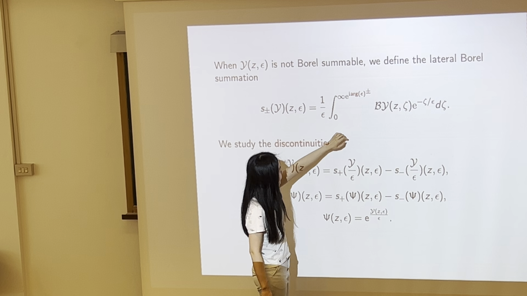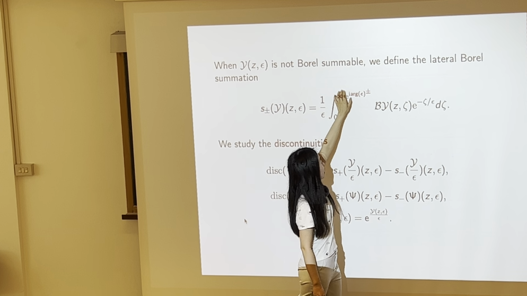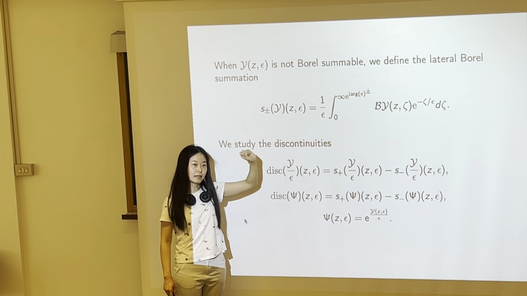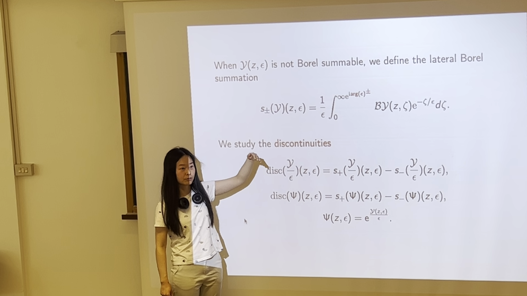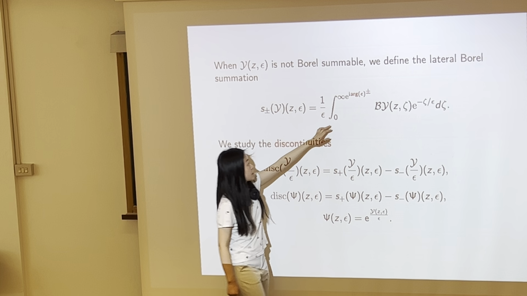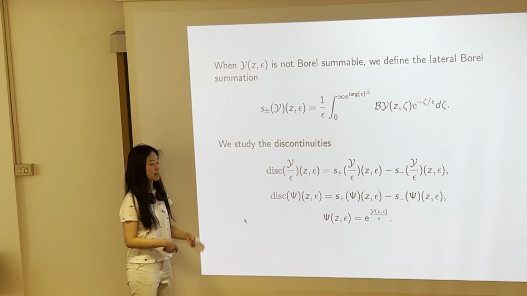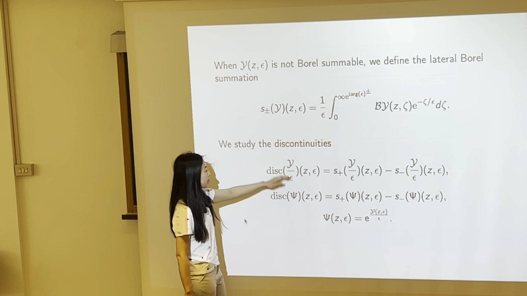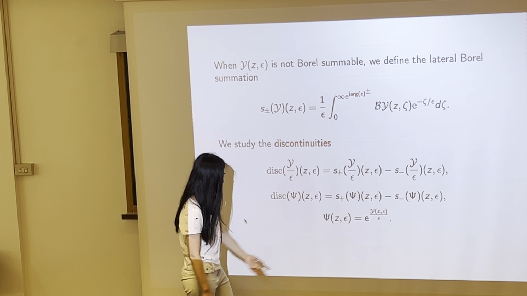So here, first of all, in this Laplace transform, I have this integral contour controlled by the argument of epsilon. If I have some poles lying on this integral contour, I can think about slightly deforming the contour to slightly above and below this pole, which is given by this plus minus sign. I call the quantity defined this way the lateral Borel summation. And the discontinuities will be given by the difference of those lateral Borel summations, as we expected.